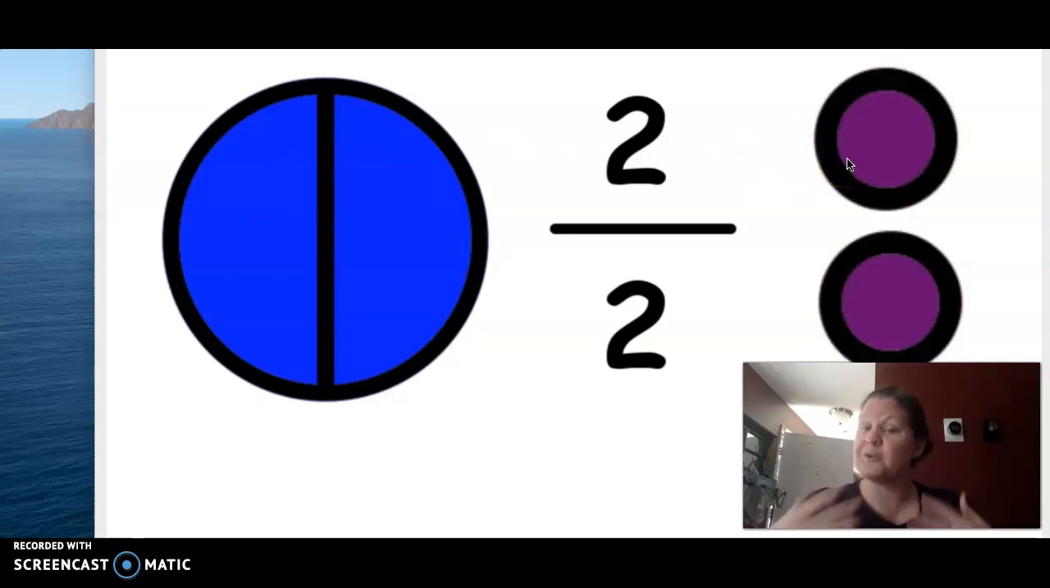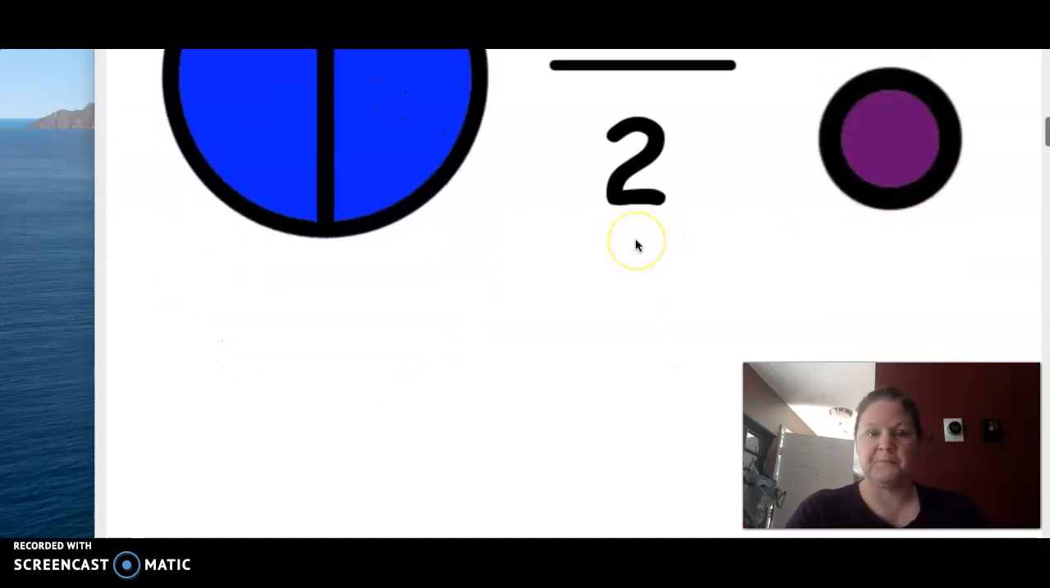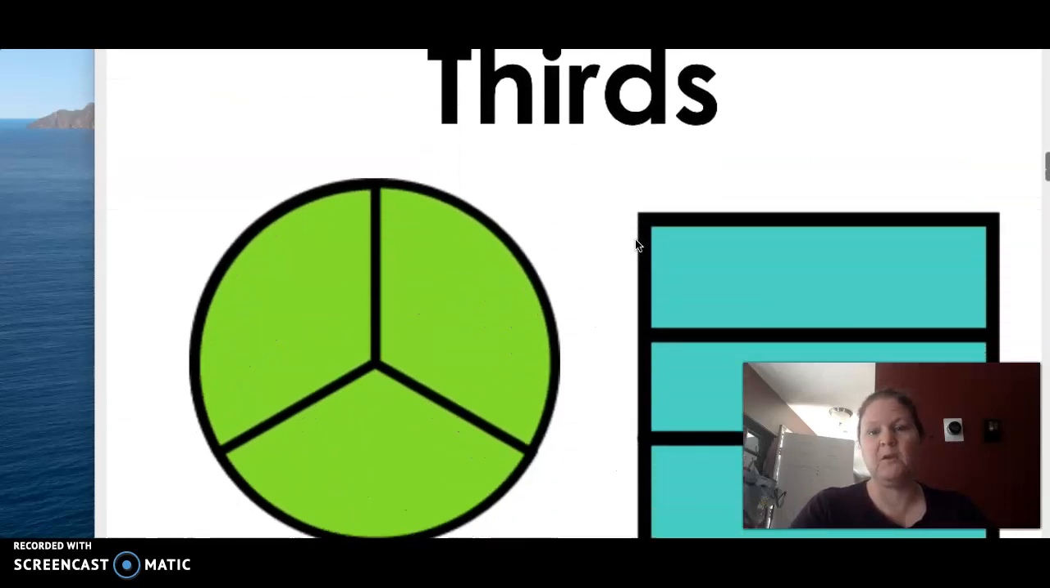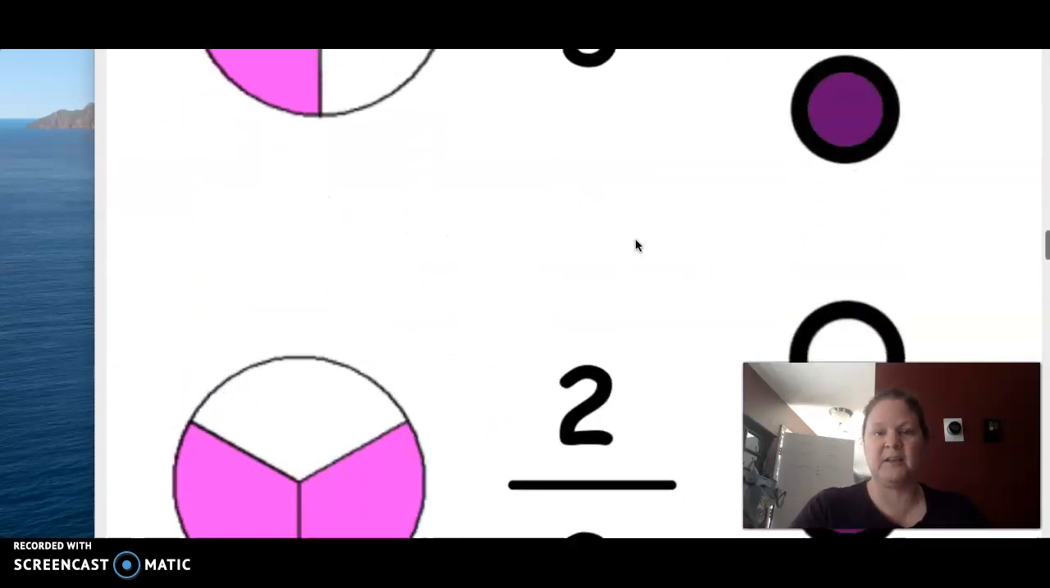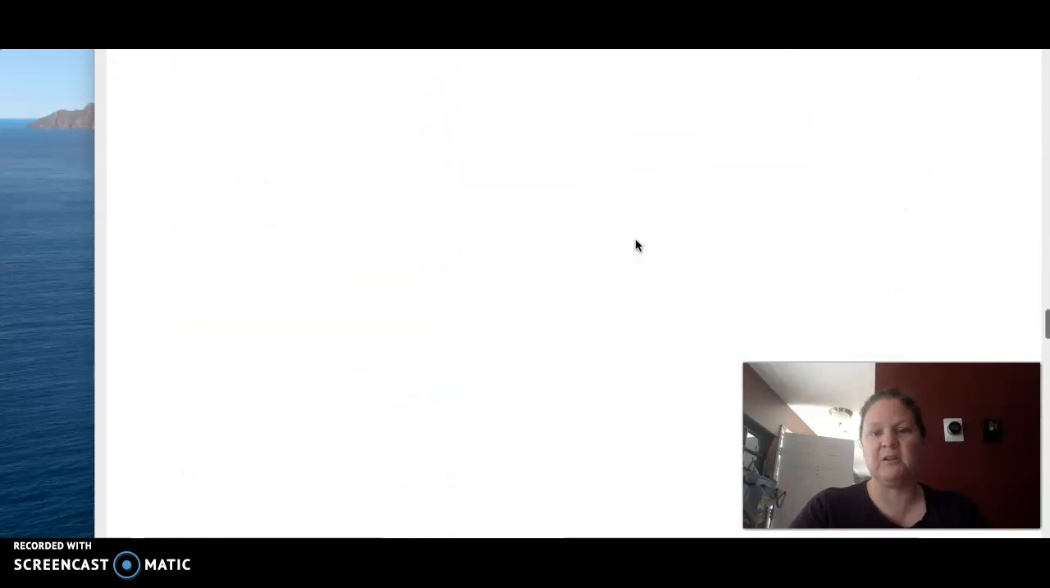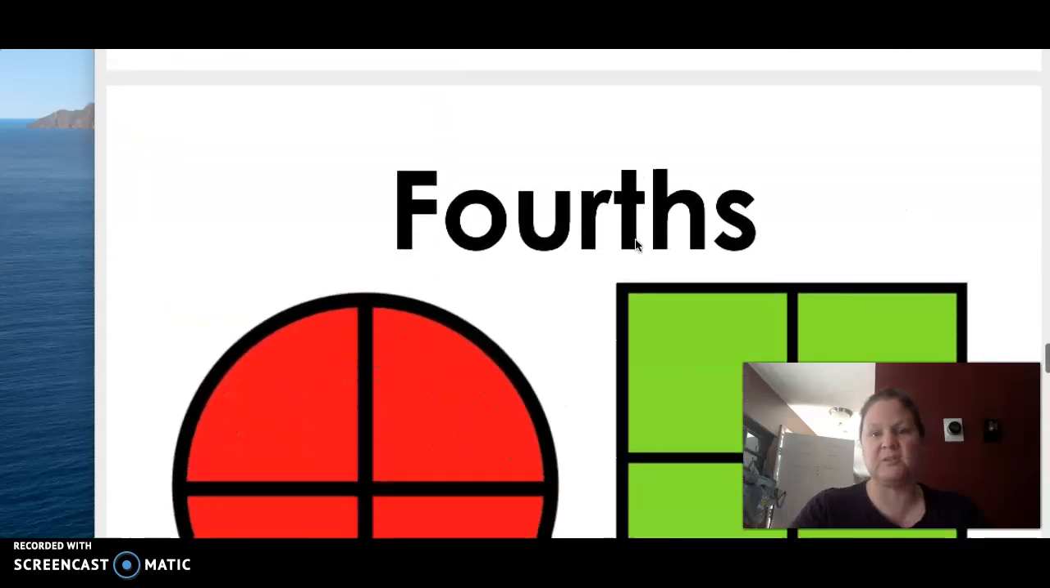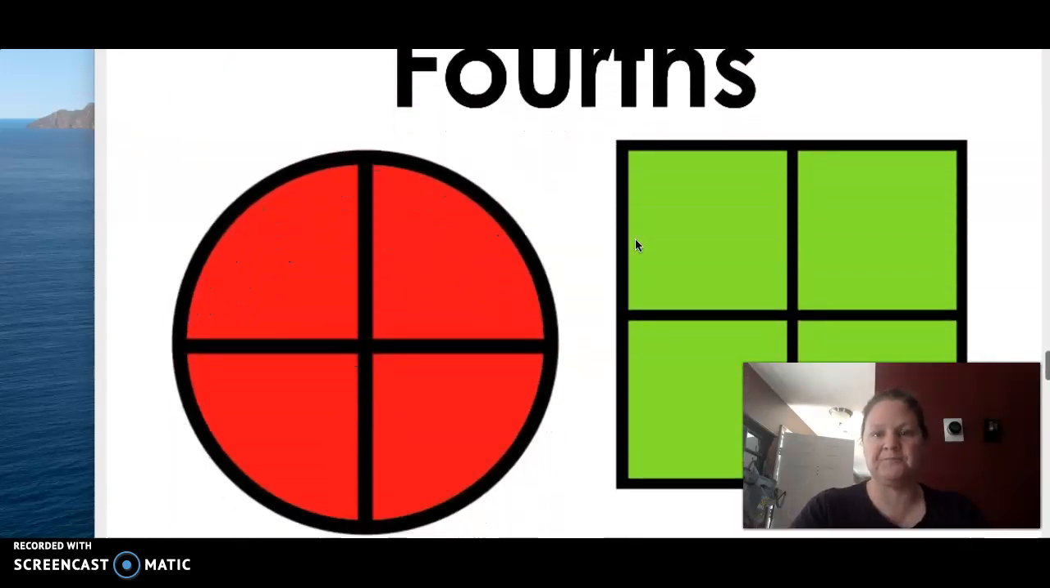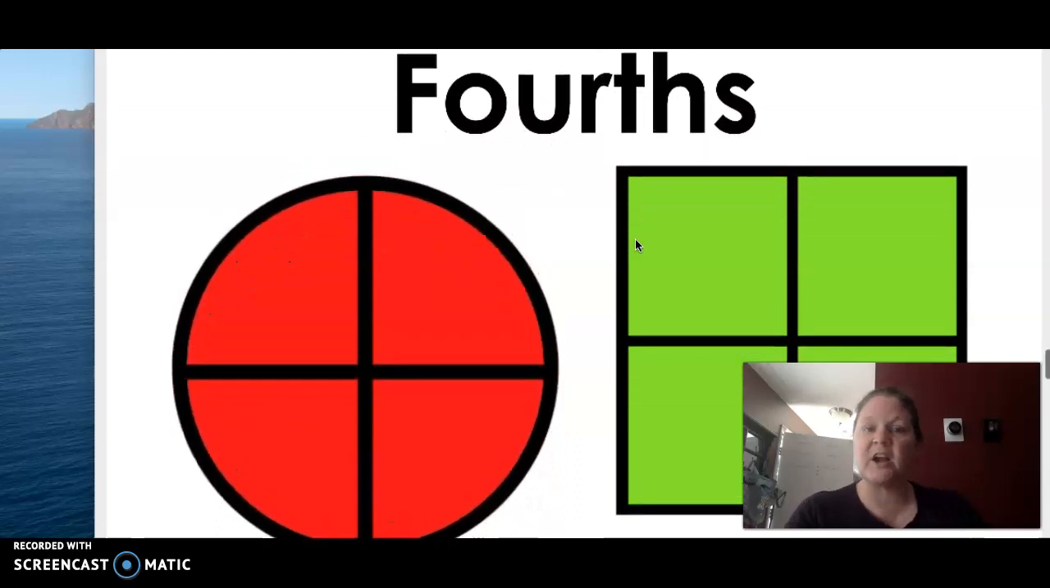Over here, this is kind of like when we were doing our fair share. So there's 2 purple cookies out of 2. Out of 2 cookies, 2 of them are purple. Okay. We're going to come back to that a little bit later, thirds. That's just a little extra, but we do need to know some of that to do our activity today.